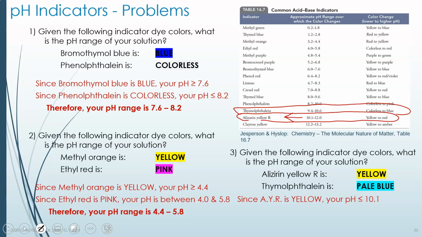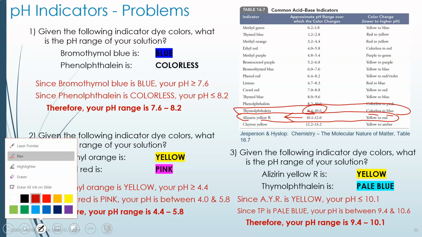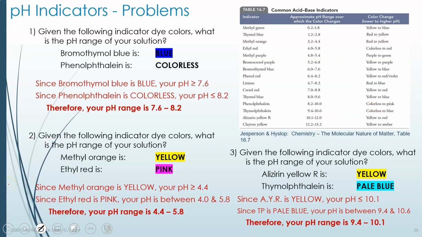Well, we're told our transition happens from colorless to blue. Well, pale blue would be right in between colorless and blue. So that tells us it's in the middle of these numbers, between 9.4 and 10.6. Well, if we know it's less than 10.1, and we know it's between 9.4 and 10.6, well, that leaves us the range that it's between 9.4 and 10.1. And this is how you use pH indicators to at least narrow down the range of your pH when you don't have a pH meter available.